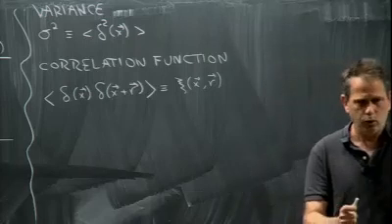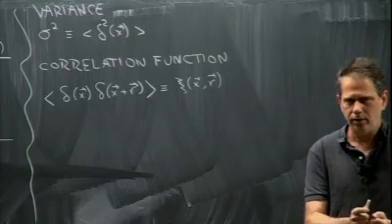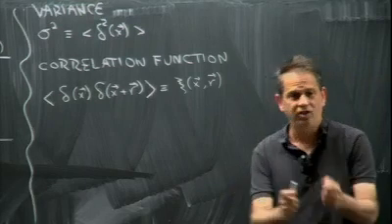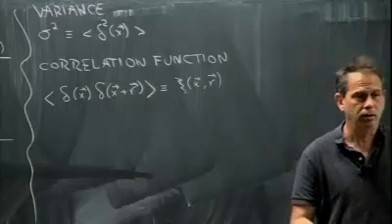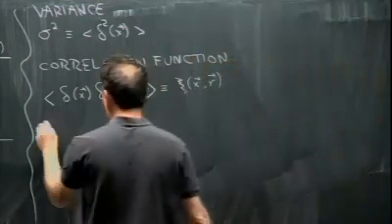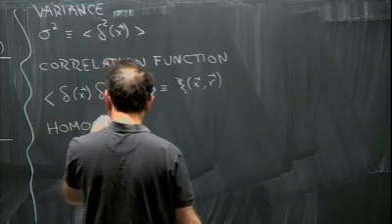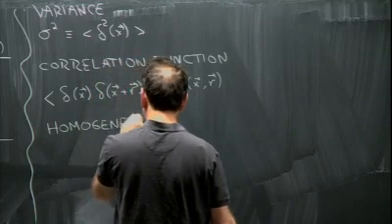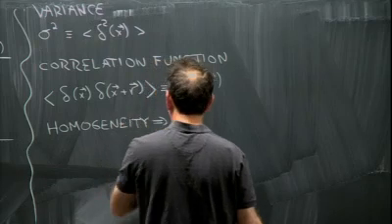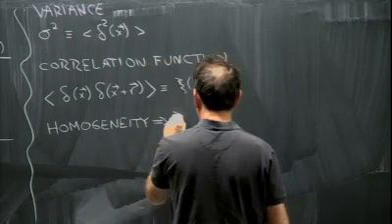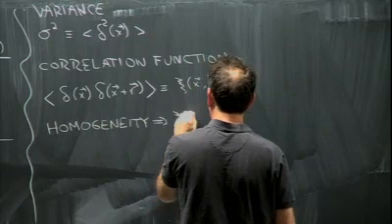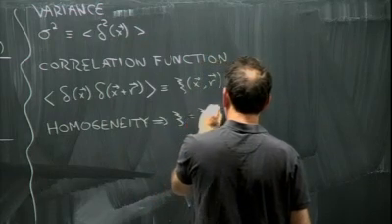And why is that? Because we believe fundamentally that the properties of this distribution are the same everywhere throughout space. So that notion called homogeneity means there's no special place in the universe. That implies that this correlation function is a function only of the position r.